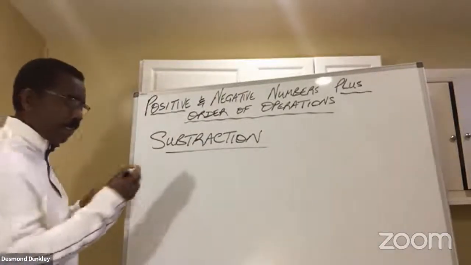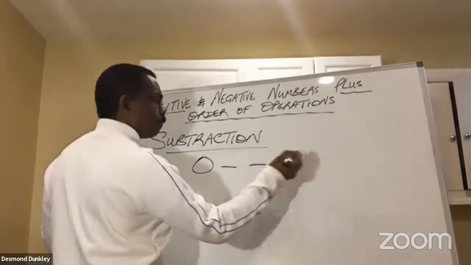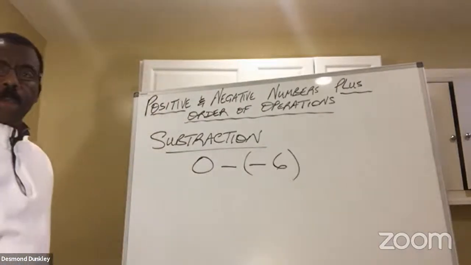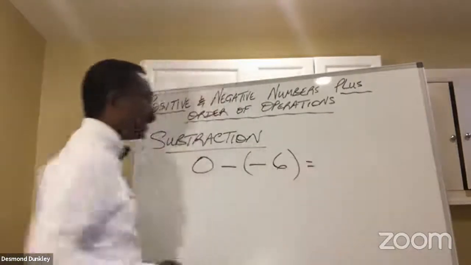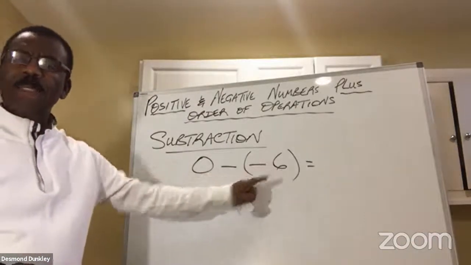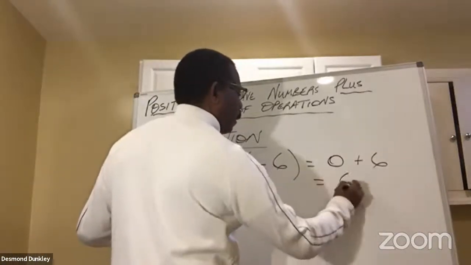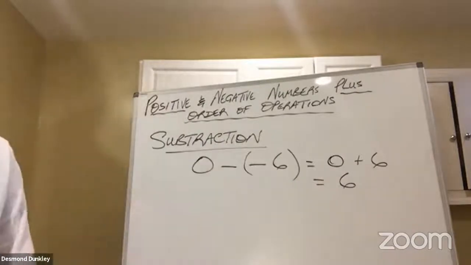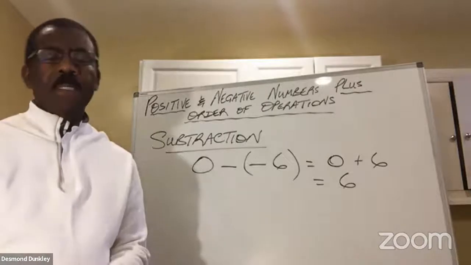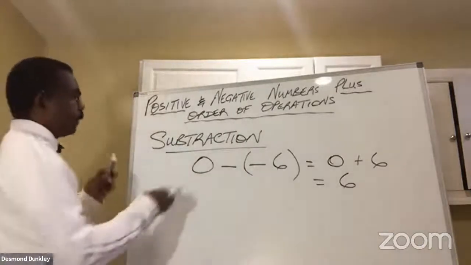So what about this one? What about 0 take away -6? So that would be equal to 0 plus 6. And that gives us 6. So now we have dealt with addition of negatives and positives, subtraction of negatives and positives. Let's go to multiplication.